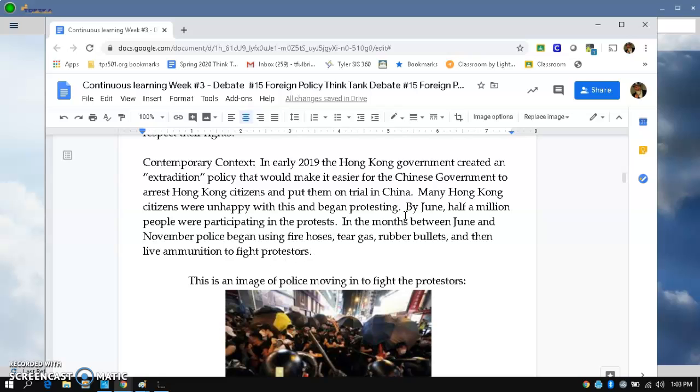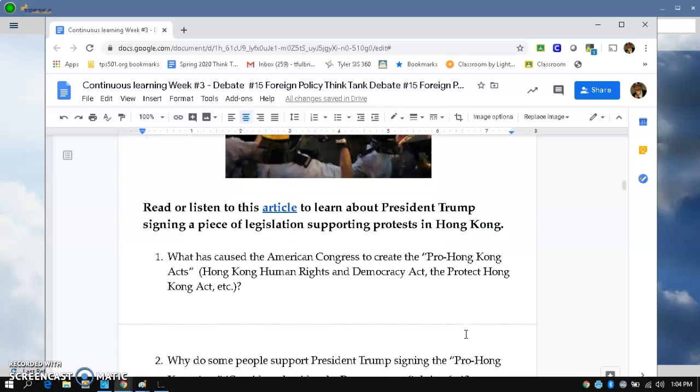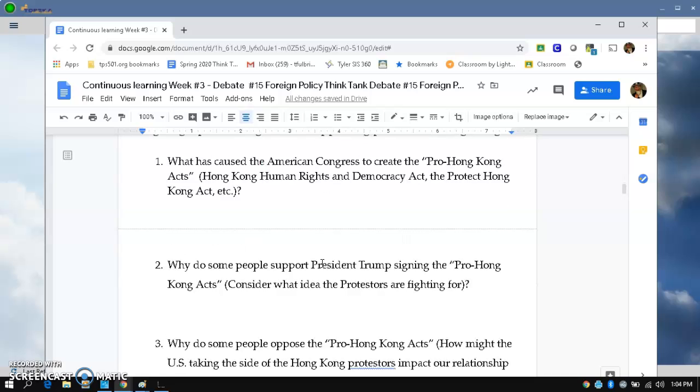You need to know that protests there as a result of that extradition bill grew to over 500,000 people in June. And the police response, they used fire hoses, tear gas, rubber bullets, live ammunition. As you can imagine, this picture shows it got pretty violent. Read this article about a piece of legislation that was created in the United States in response to what was going on in Hong Kong.